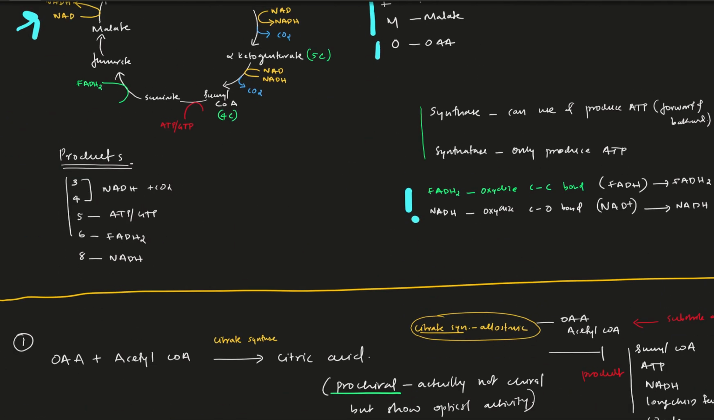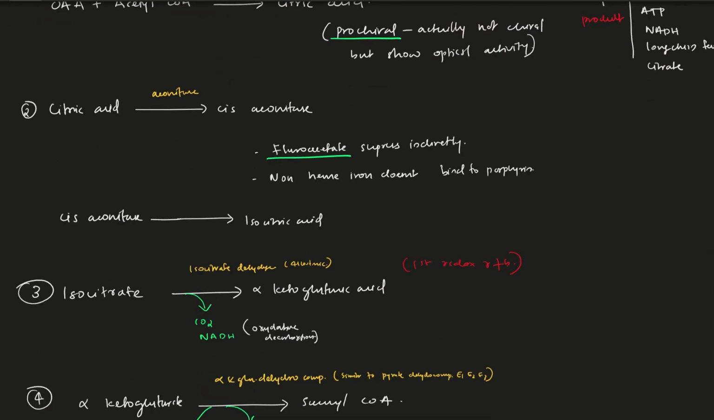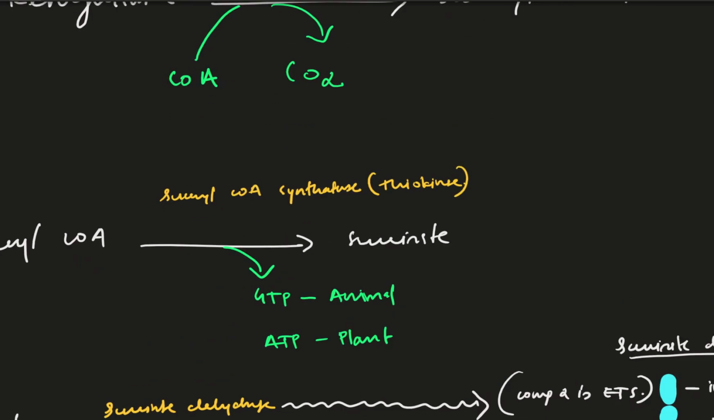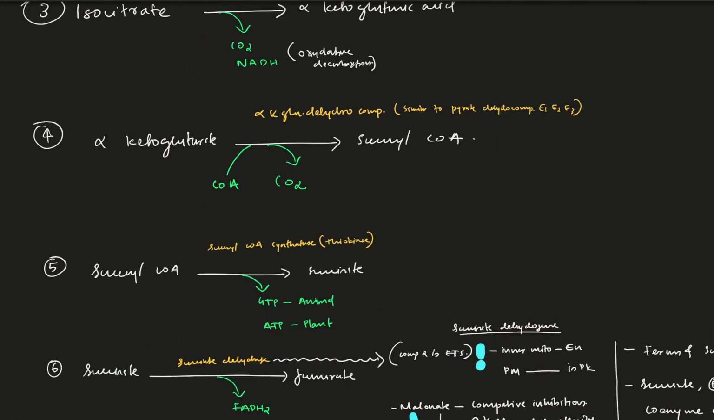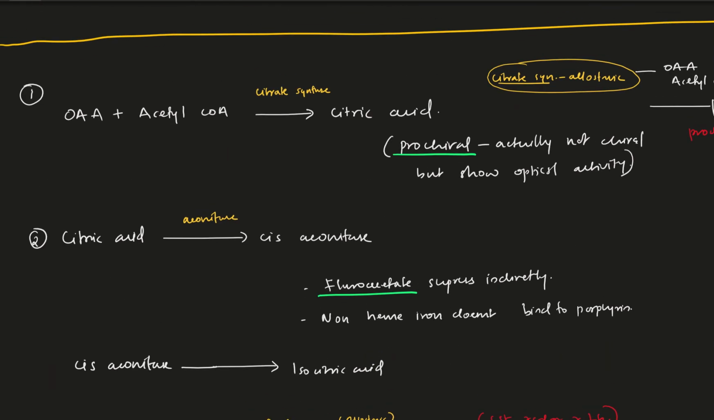And this ATP and GTP formation, we may discuss that later. GTP is formed in animals and ATP is formed in plants mostly. We are discussing these steps in detail.